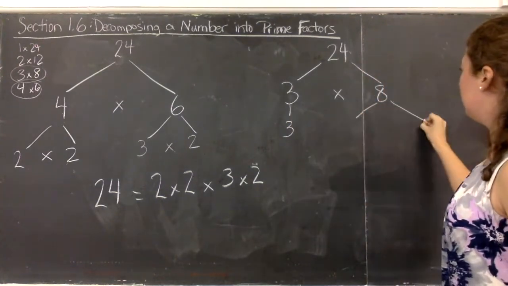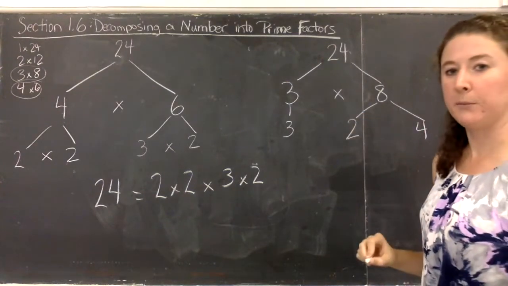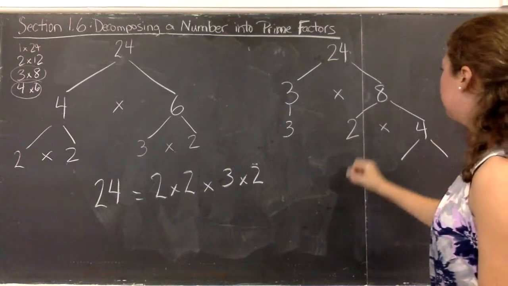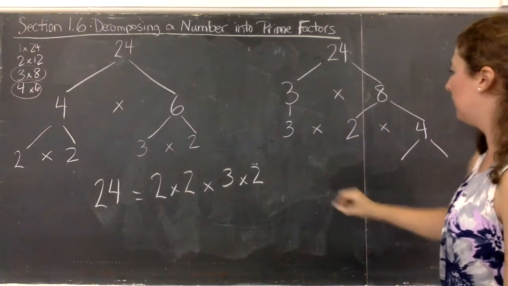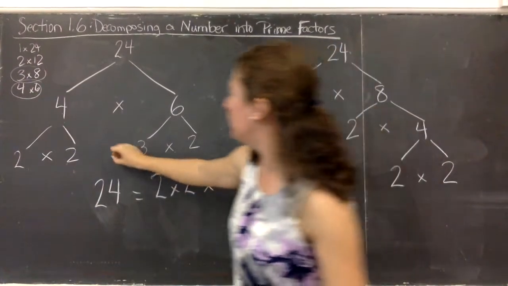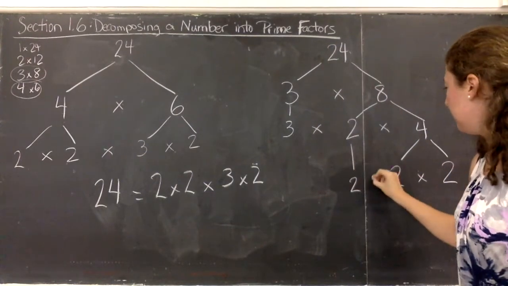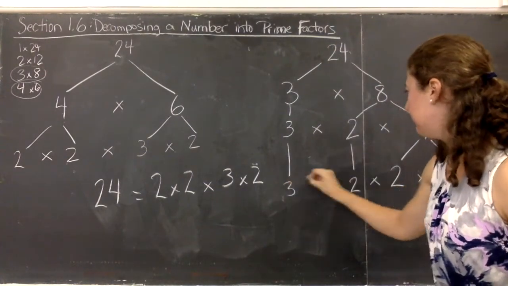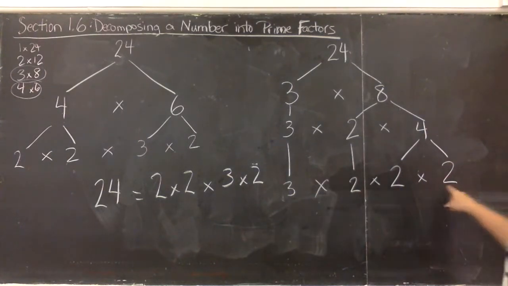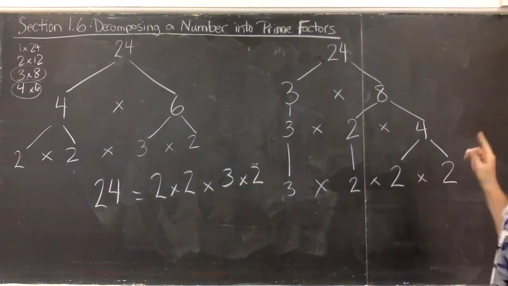However, 8 I can. 8 I can do 2 times 4. 2 times 4 is 8. Okay. Oh, my 4 I can break down. Oh, I forgot my times here. Here I've got 2 times 2, and I guess I should actually have the times over here. So I can do 2 times 2. Now my 2 stays here, my 3 stays here. I have the same thing. I have 3 times 2 times 2 times 2. So I have one 3, and I have three 2s.